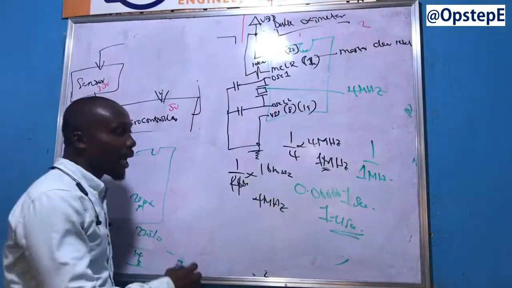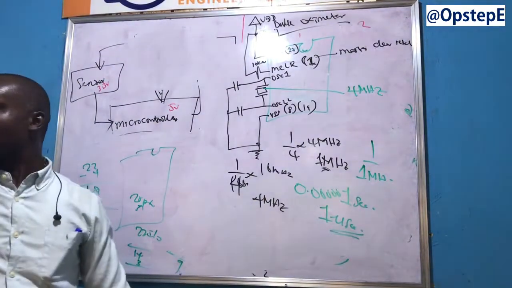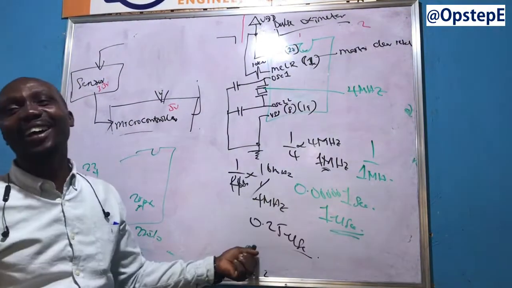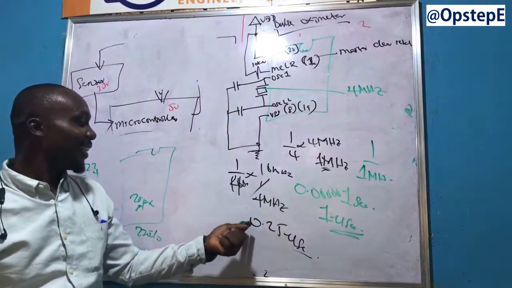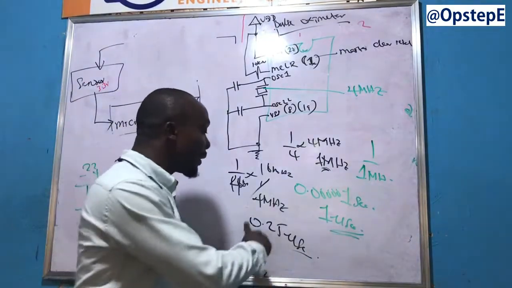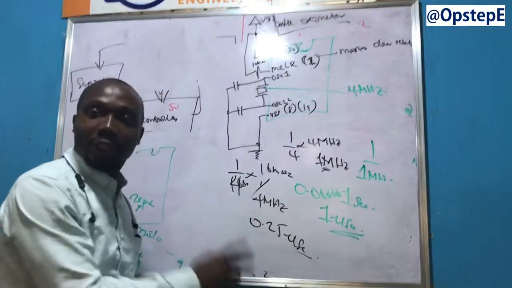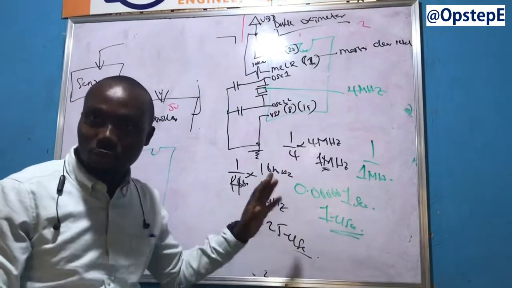The inverse of 4 megahertz would have been what? Please, I trust your answer. 0.25 microseconds. So that is how much time is spent in carrying out a single cycle instruction.